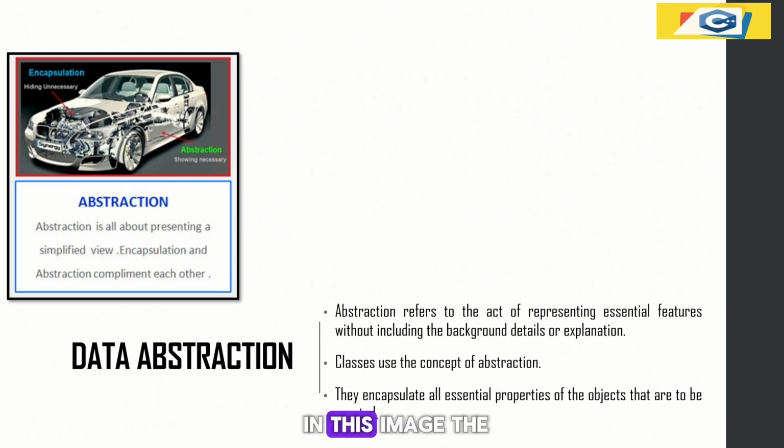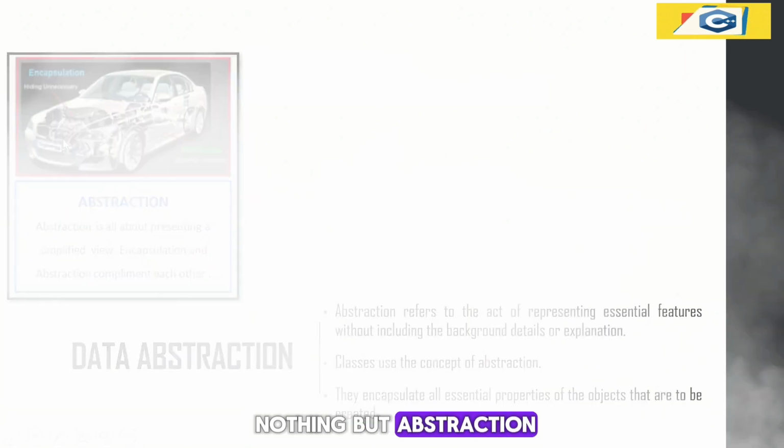As you can see in this image, the image of a car, we are hiding unnecessary things and showing the necessary things, that is the body, the color of the body, and we are hiding the unnecessary parts. That is nothing but abstraction.